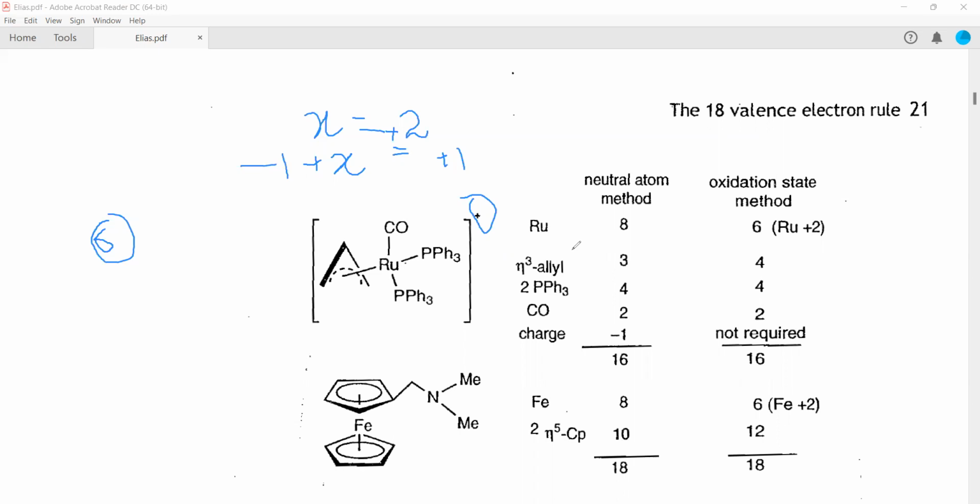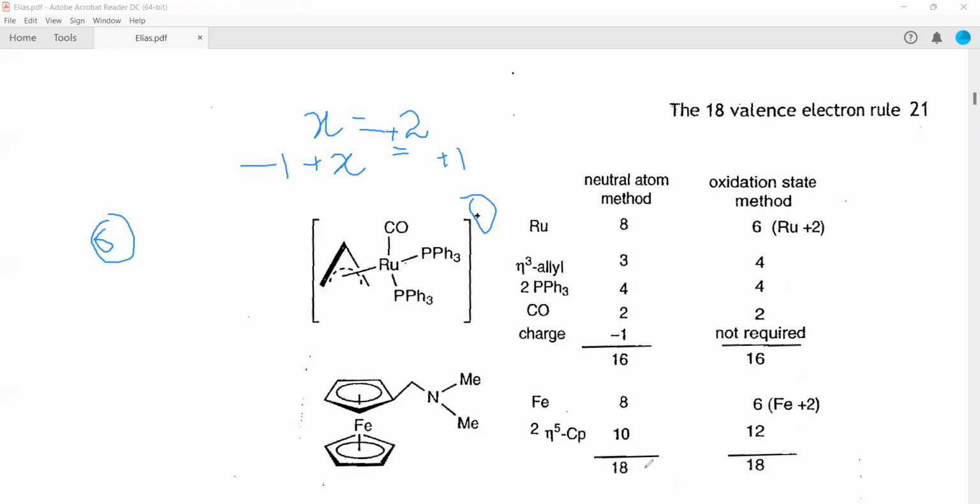After knowing the oxidation state of the metal, you need to subtract that number from the valence electrons it originally has. So now it is 6. Then this allylic ligand will act like LX, and in the oxidation state method, the electron contribution by this LX type ligand would be 4. So you add 4. Again, the L type ligands behave the same way, that is 4 from 2 PPh3 and 2 from 1 CO. In this case, you don't need to consider the charge because you have already considered it when you were working out the oxidation state of the metal. So now it also gives 16. See how these two methods are very different in counting but give the same result.